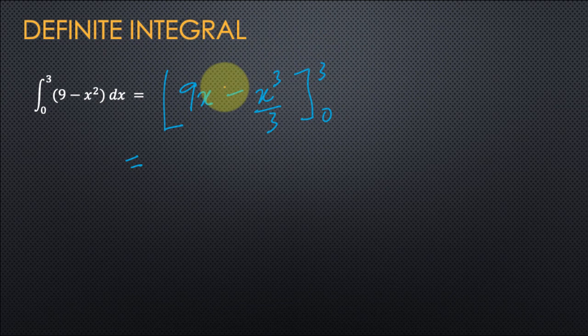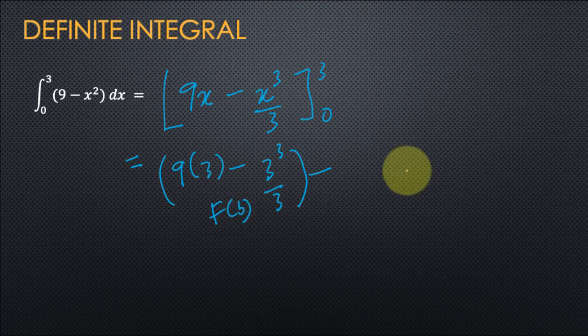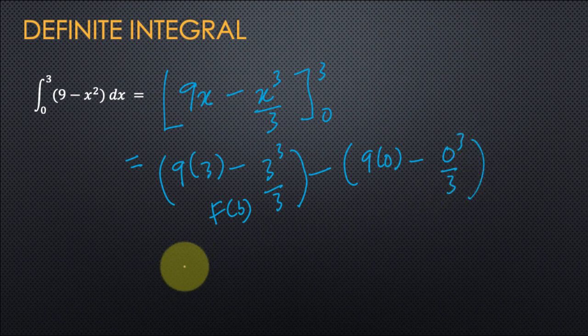Substitute 3 into the antiderivative. We get 9 times 3 minus 3 cubed over 3 minus, this is the first one, F(b). This is your F(b). Minus, substitute the second x here, the lower limit, into the antiderivative. So we get 9 times 0 minus 0 cubed over 3. This is your F(a).